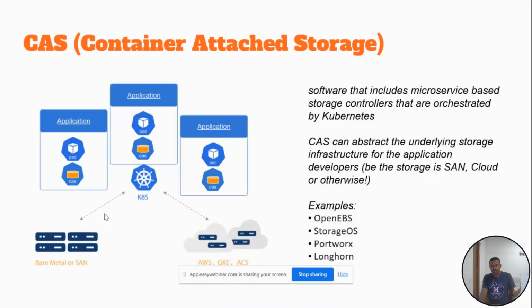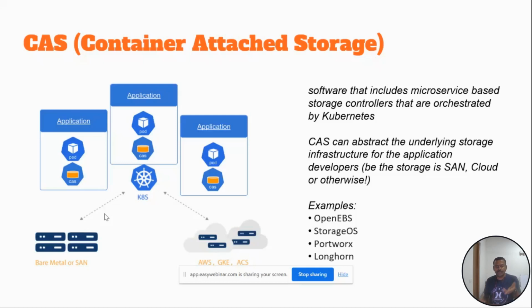Now there is one more, which is called container attached storage. It's basically software that includes microservice-based storage controllers that are orchestrated by Kubernetes. In the sense, it's just like a pod. It's again one more container. This also abstracts all the application, because the CAS also will have CSI. So basically the application pods will talk to this container only, the container attached storage.